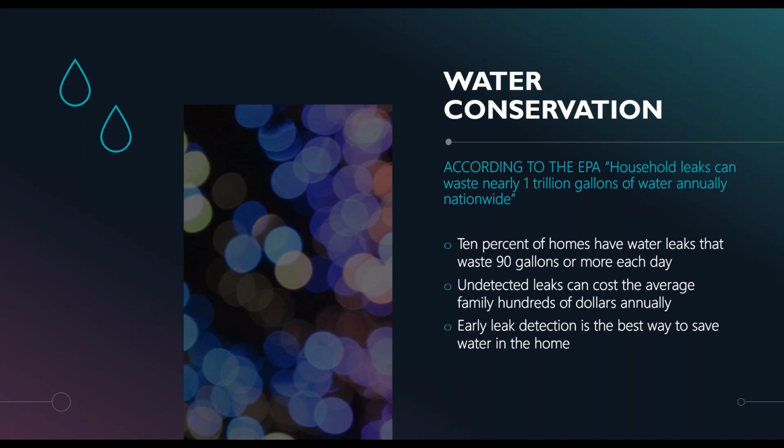And finding those undetected leaks super quick is really what smart meters are all about. Early leak detection is the best way. You don't want to find out 30 days later when you get your bill. And that's what we're going to show you today with the smart meter: you can find out in real time if there's a leak in your house. So that's really what this is all about.